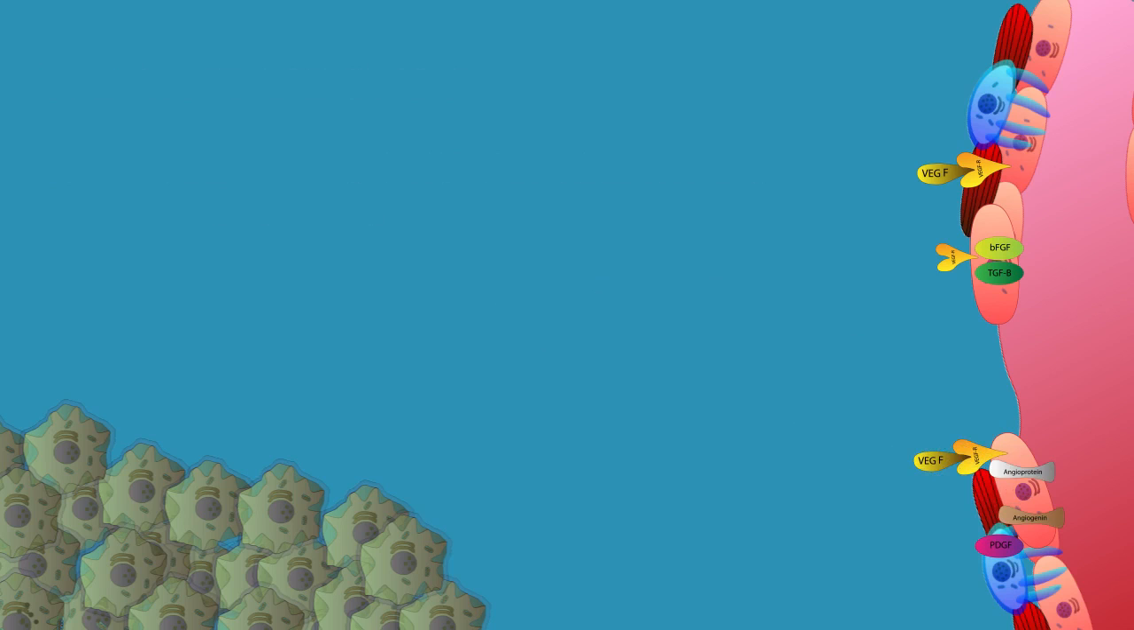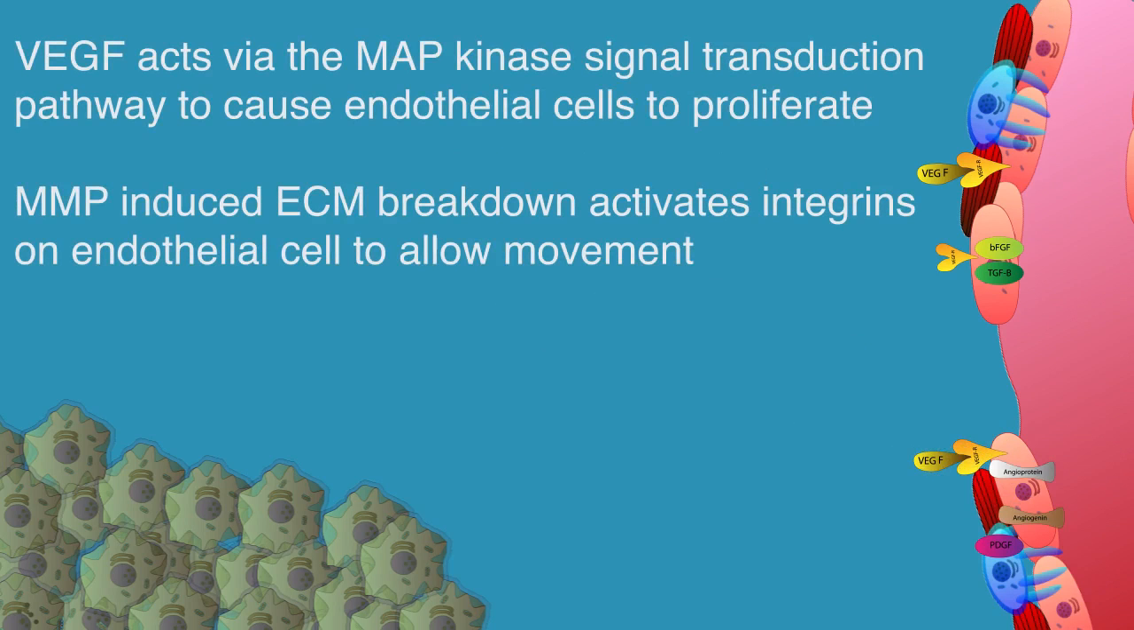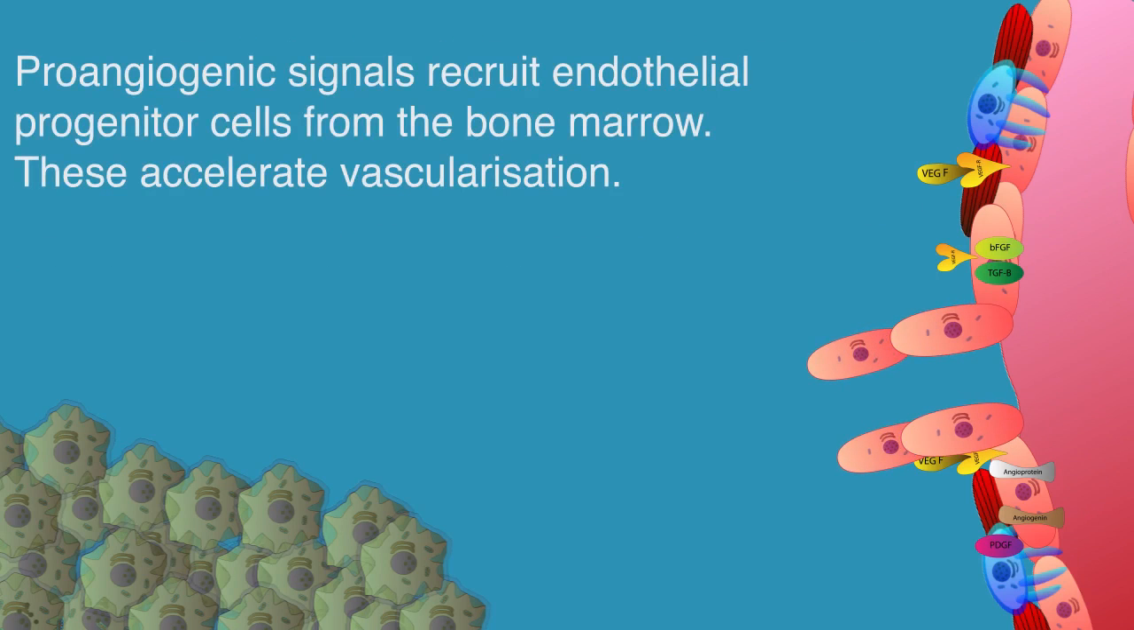Another role of VEGF is that it acts via the MAP kinase signal transduction pathway to cause endothelial cells to proliferate, and also the matrix metalloprotein-induced extracellular matrix breakdown activates integrins on these proliferating endothelial cells, allowing movement. Pro-angiogenic signals also recruit endothelial progenitor cells from the bone marrow, and these accelerate the process of vascularization, as you can see here.